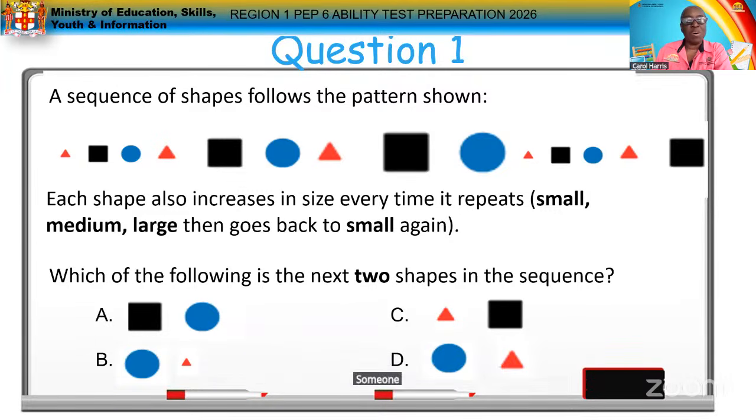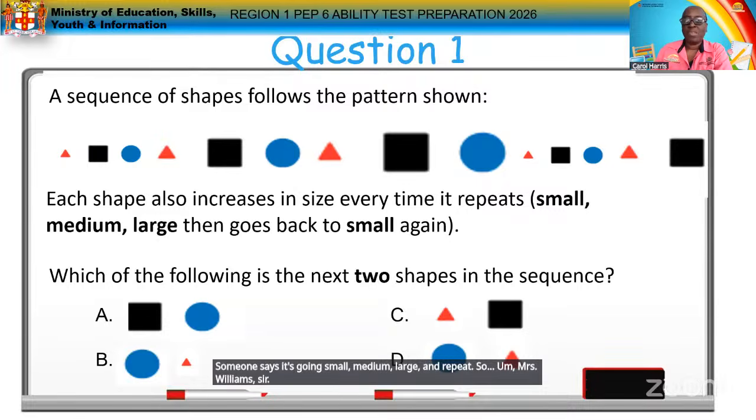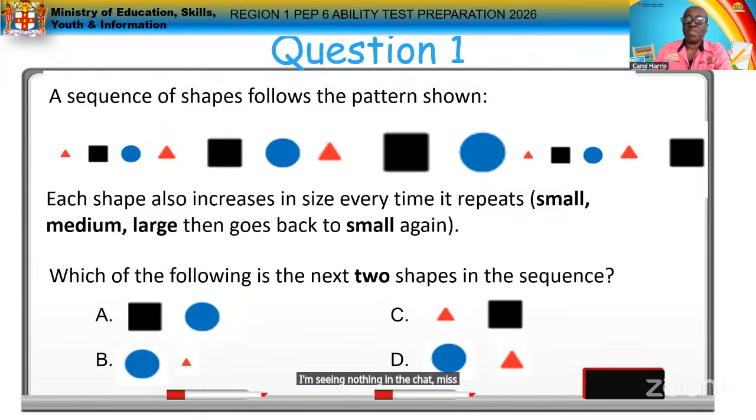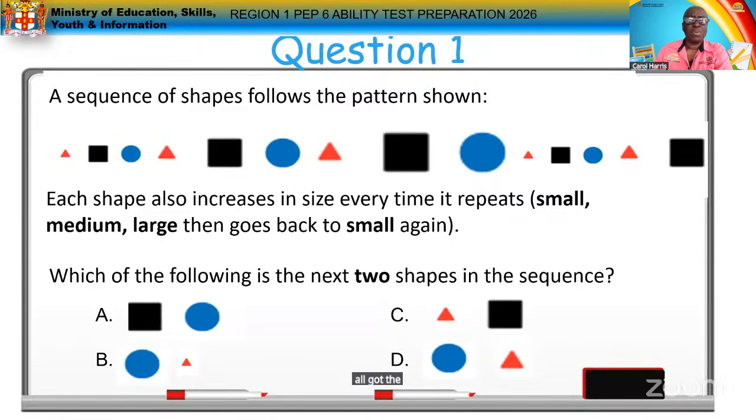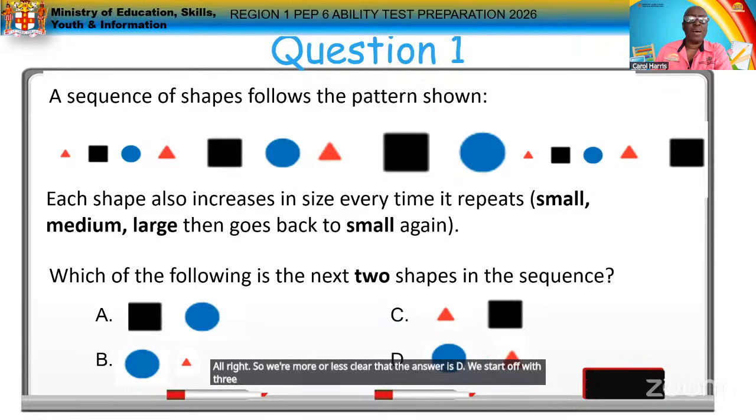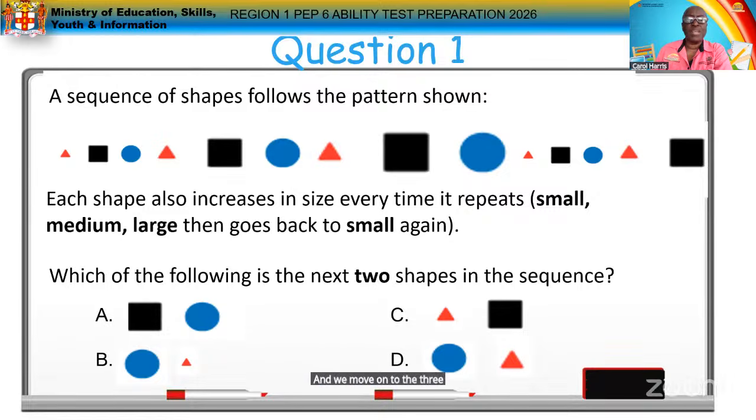Someone says it's going small, medium, large, and repeat. Mrs. Williams, I'm seeing a consensus in the chat, Miss, that D is the answer. So most persons, I don't see anybody not in agreement that D is the answer. Exactly. So I think they got the pattern. All right. So we're more or less clear that the answer is in fact D. So we start off with 3 small ones, and we move on to the 3 medium ones, then 3 large, and we go back to 3 small.